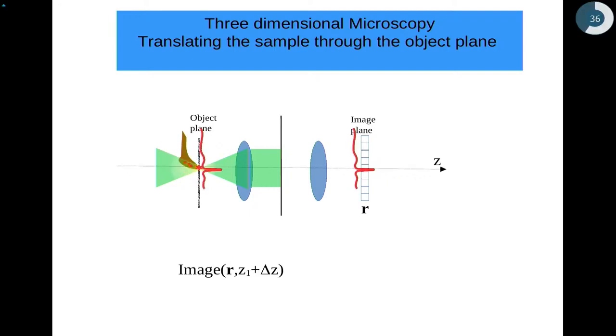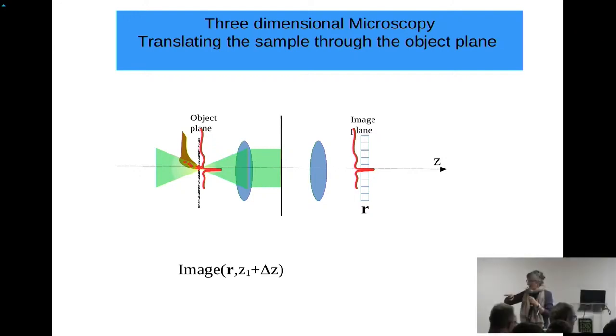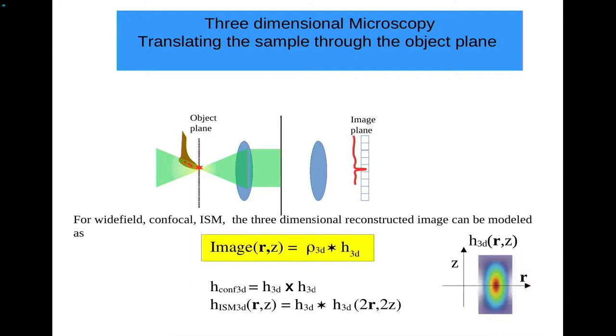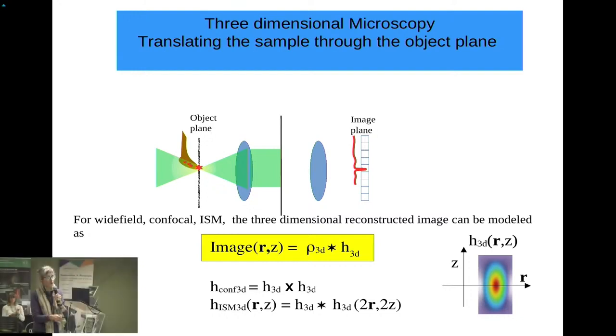And so you have a pile of two-dimensional images, and you build the three-dimensional image by piling those different images that are taken for different positions of your sample. OK. So if you use wide field, confocal, or image scanning microscopy techniques, and you translate the sample, you can show very easily that the three-dimensional imaging that you obtain by piling those different reconstructions can be written as the three-dimensional object convolved with a three-dimensional point spread function.